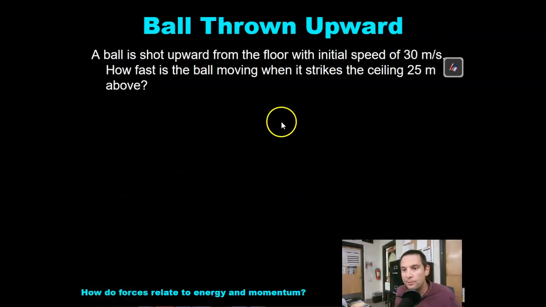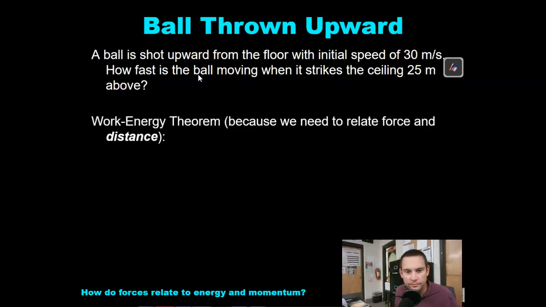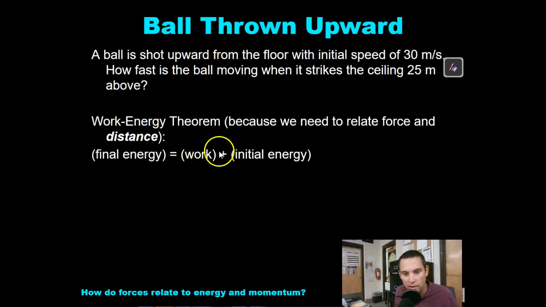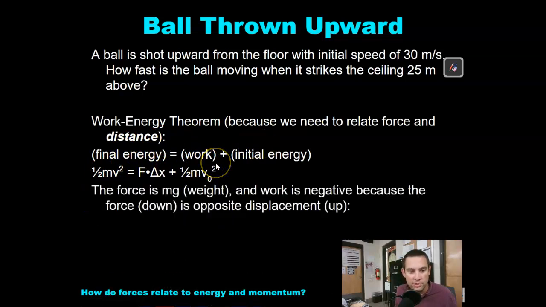A ball is shot upward from the floor with an initial speed of 30 meters per second. How fast is the ball moving when it strikes the ceiling 25 meters above? Work energy theorem, because we're relating force and distance. Final energy equals work plus initial energy. Force is mg, which is the weight, and work is negative because the force is down while displacement is up.